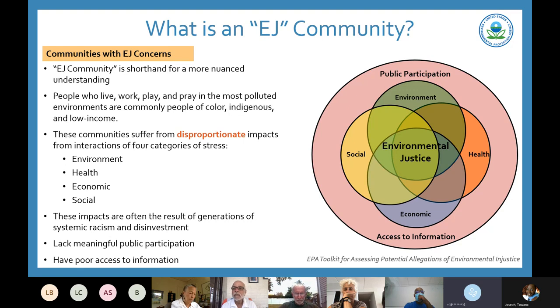These communities suffer from disproportionate impacts from interactions of 4 categories of stress: environment, health, economic, and social. These impacts are often the result of generational systemic racism and disinvestment, lack of meaningful public participation, and poor access to information.